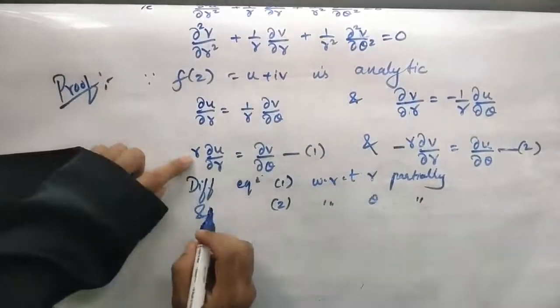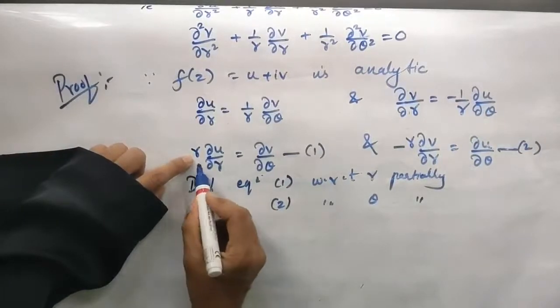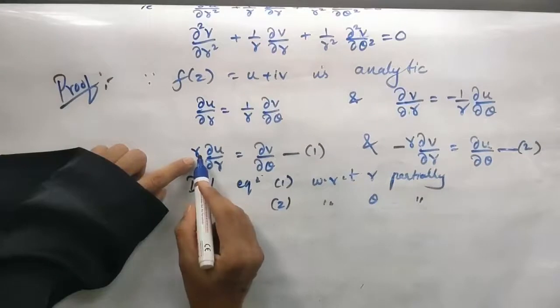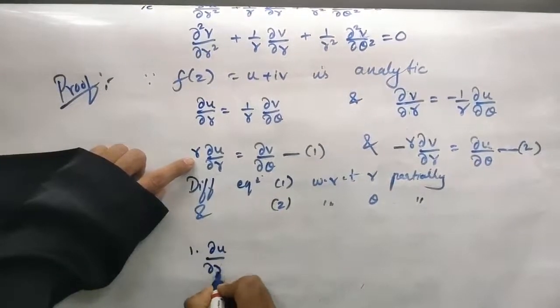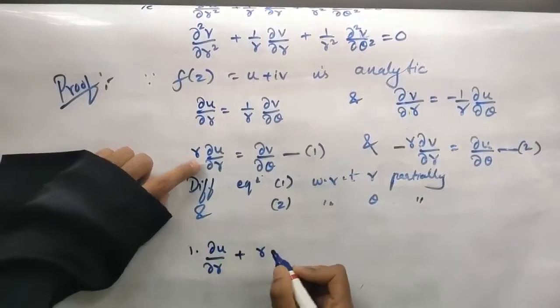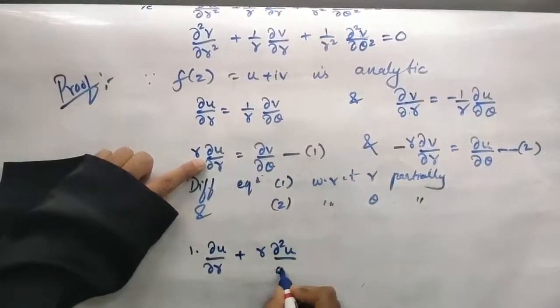Derivative of equation 1 with respect to r. So derivative of r with respect to r, look at this, you have r into ∂u/∂r. Derivative of r with respect to r will be 1 into ∂u/∂r as it is, plus r as it is, derivative of ∂u/∂r with respect to r, it will be ∂²u/∂r².